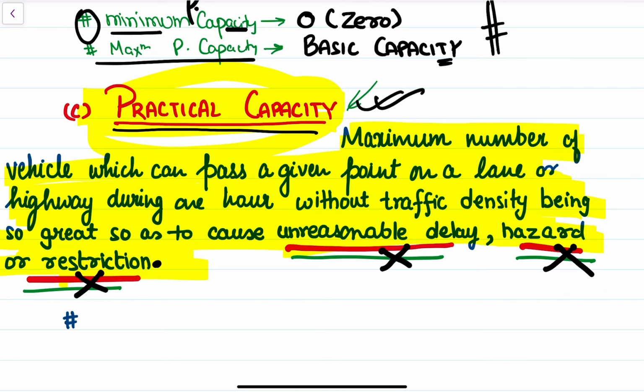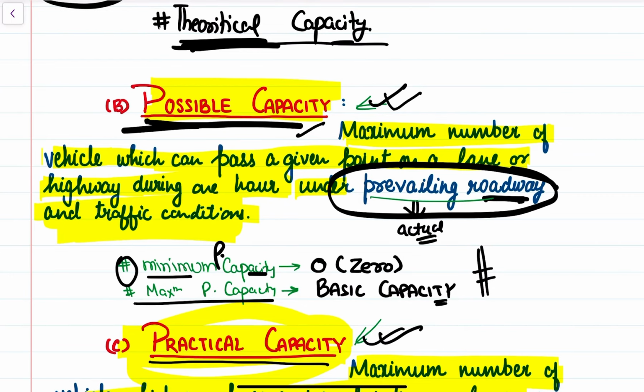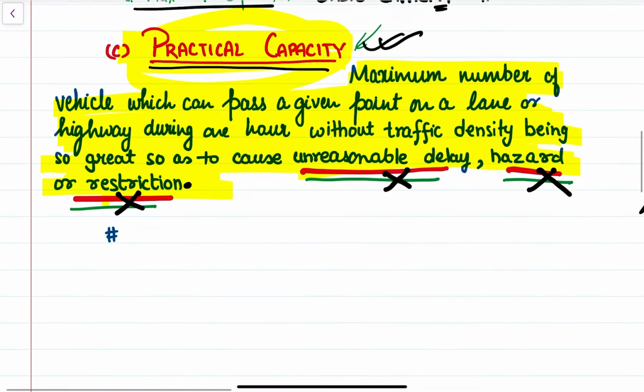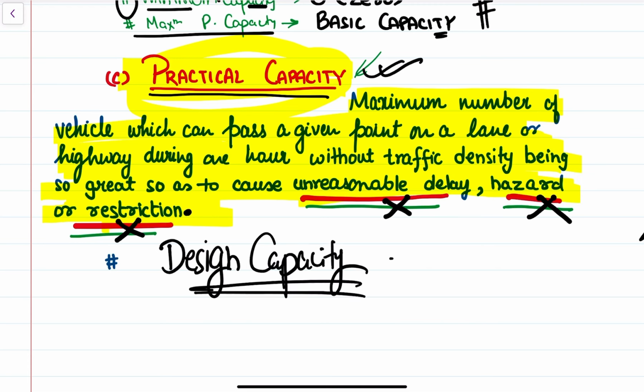So that is why this possible capacity is what we observe on the road during the traffic survey. What we have observed on the road, that is the possible capacity. So again, it is like the actual scenario. We have to improve from that, right? So practical capacity is what we take as the design capacity, right? This capacity is taken into consideration for the design.